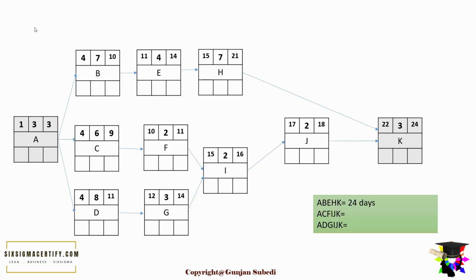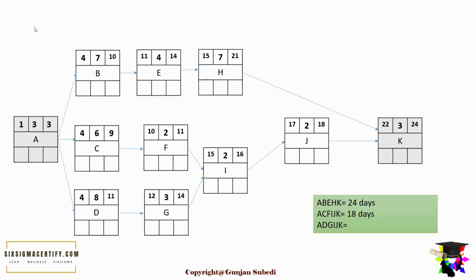For A, B, E, G, J, K, it's 24 days. The duration of A was 3, B was 7, E was 4, G was 7, J was 2, and K was 3. The duration number is the number in the middle of the early start and early finish. So 3 plus 7 plus 4 plus 7 plus 3 is 24.